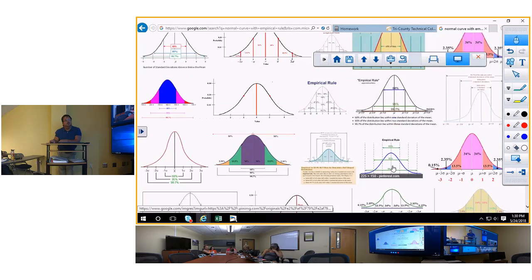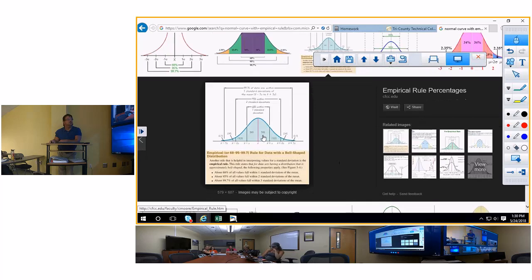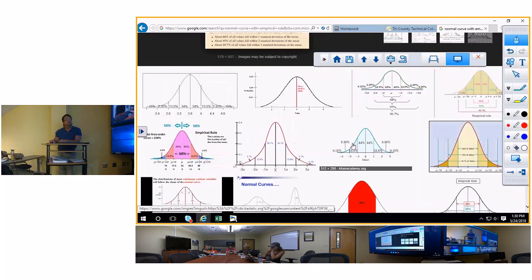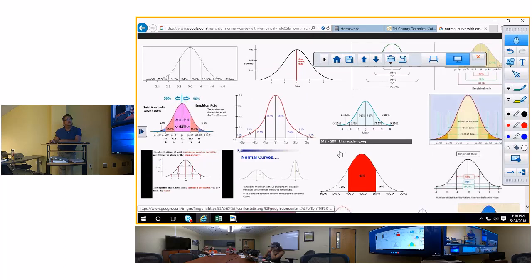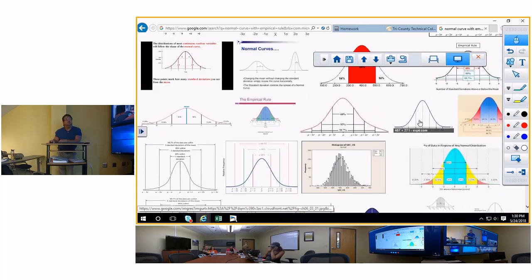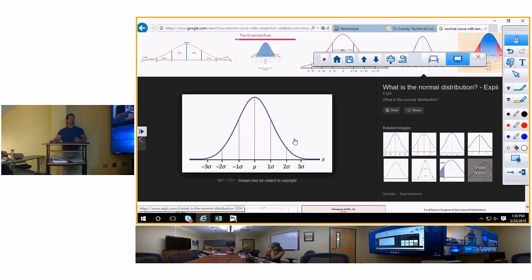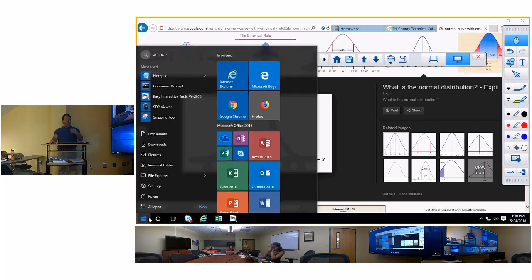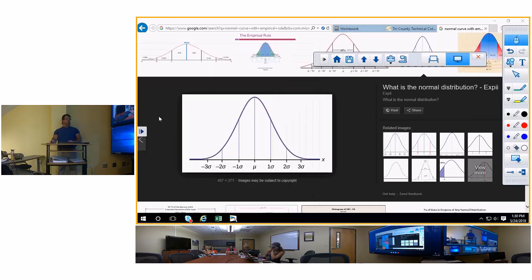So here's another good one, but the only problem is it's got all this stuff up here, and that's good for the empirical rule, but I don't want that. This is a good one. All right, so I'm going to save this one. This says 1 standard deviation, 2 standard deviations, 3 standard deviations. That's what that says. I'm going to hit the snipping tool and just cut it out.